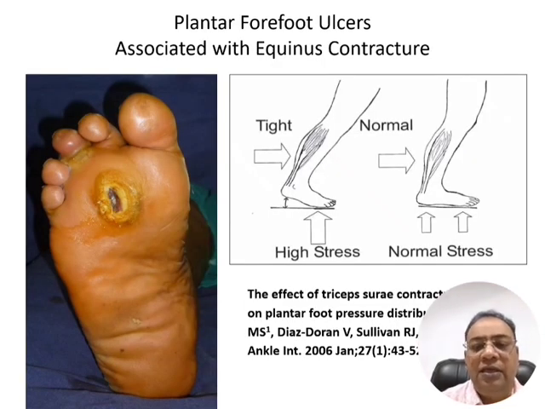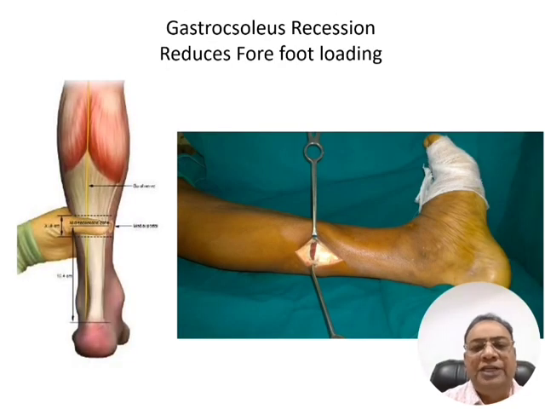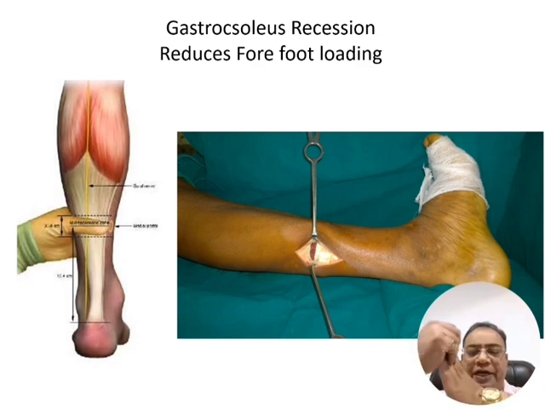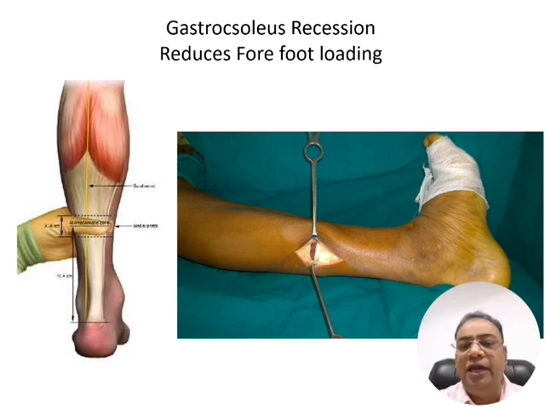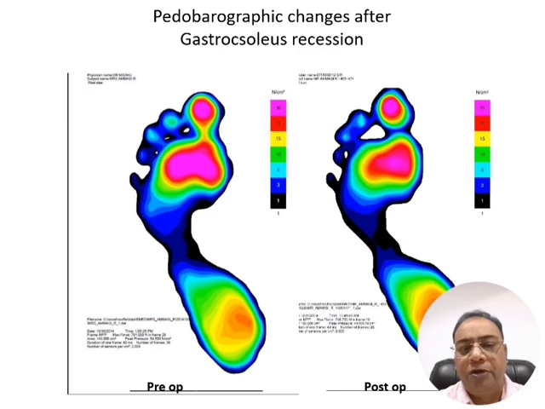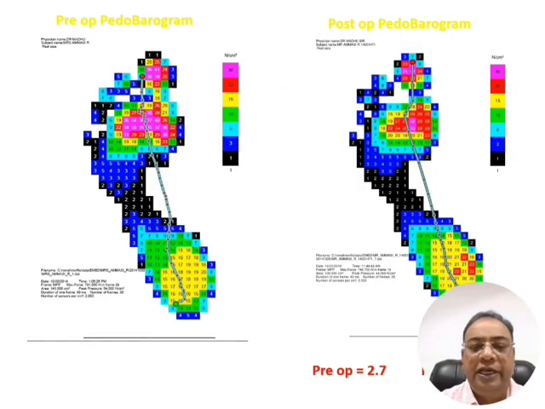There is another entity where the TA is tightened up, or the effect of the triceps surae is more tightened up. So what we do is we go on with release of the gastrocnemius, so that the forefoot ulcers get released, and there is movement at the joint, so that the ulcer gets healed up completely, and there is no recurrence of the ulcer later on. This is the pre-operative, there is tremendous pressure over here. There is release of pressure over here. So we can appreciate the distance. Pre-operative it was 2.7, and post-operative it is 1.3.